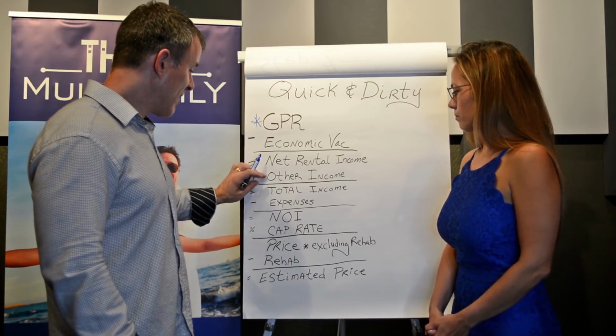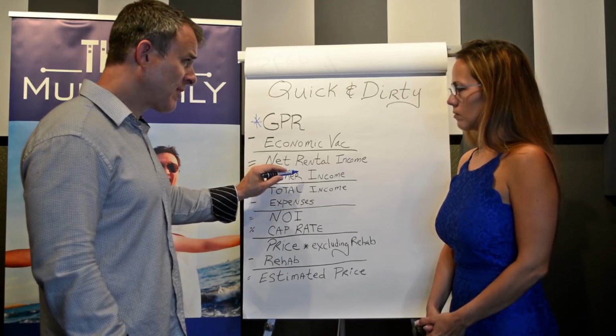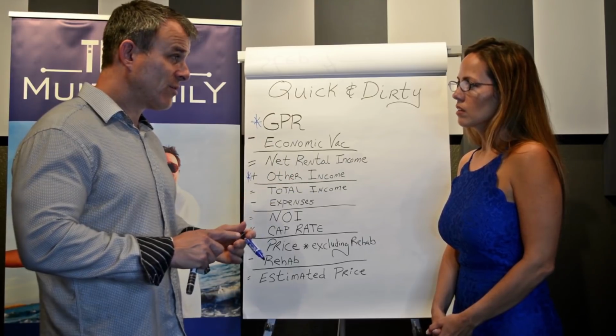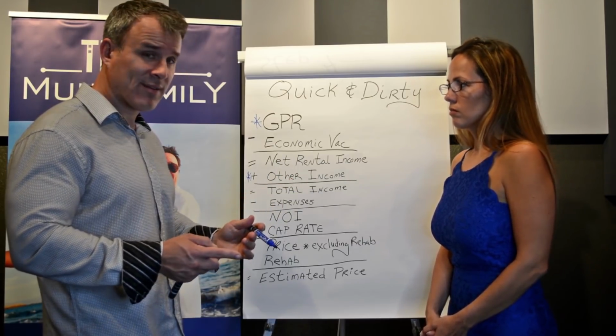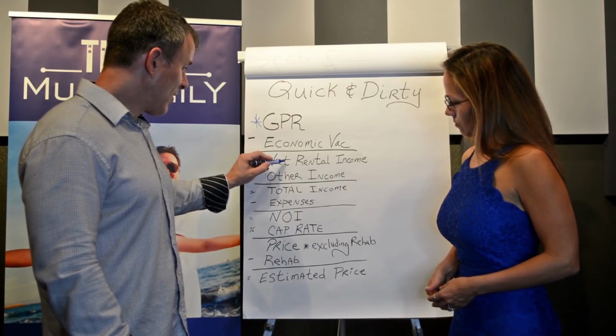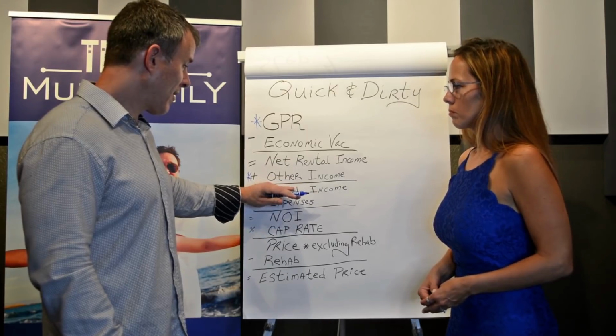Okay. Now you have other income. I'll put an asterisk here too, I'll tell you why. Other income is going to be pet fees, application fees, maybe RUBS, which is ratio utility billing system, billing back your utilities, things like that. So net rental income plus other income is going to be total income. It's all the income I've collected, right?